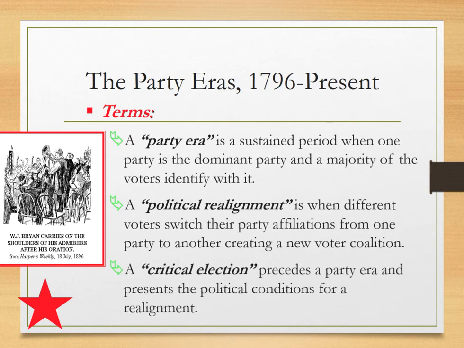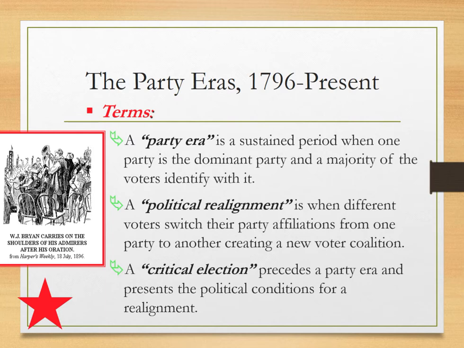Now, with political realignment, we have an antecedent term, a concept that comes before. Or actually, I should say, they come in tandem with each other. They often accompany each other. You have to have one in order to produce the other. And so along with a political realignment, you also may have, or very likely have to have, a critical election.